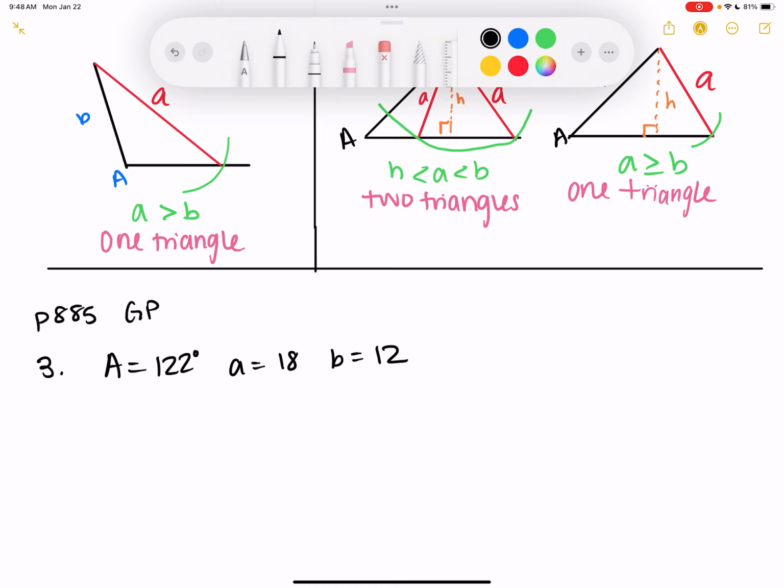So first thing I'm looking at, I've got 2 sides and I've got an angle, so I've got a side-side-angle case. So what's the next thing I'm looking for? Once you decide which situation we're dealing with, what's the next thing I look at?